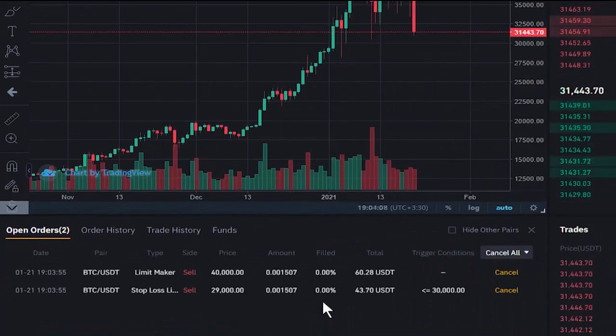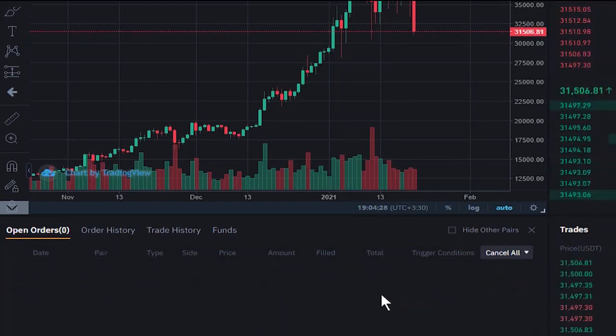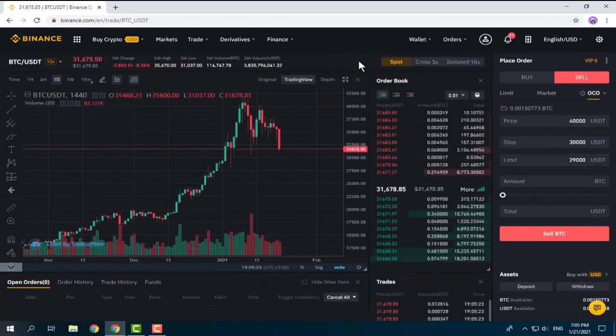Pay attention that when any of these orders is triggered, the other order will be canceled automatically. And if you cancel one of them, for example, if I cancel this one, you see that the other order also will be canceled. All right, until now, you learned how to place different types of orders in this trading exchange and in what situations they are helpful.